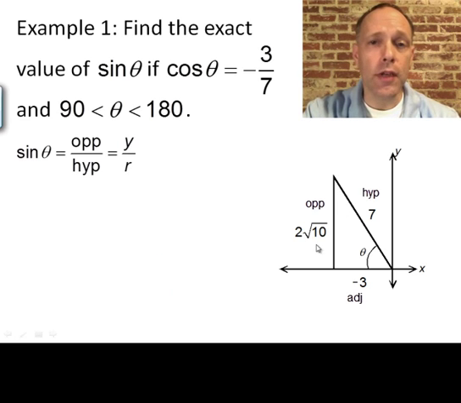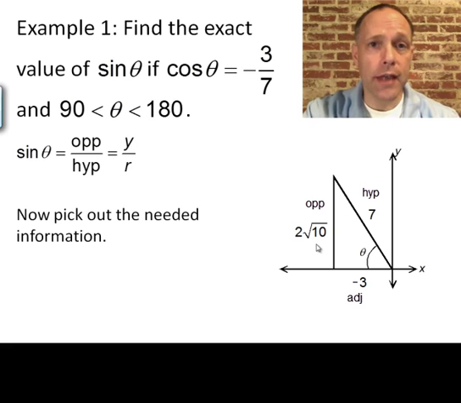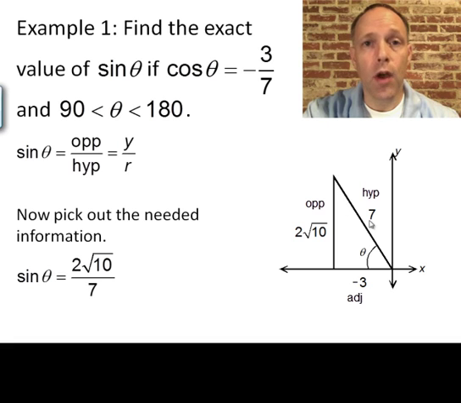Now that I have found the length of each of the sides of the triangle, I can refer back to my definition for sine and pull out the information that I need. Sine is opposite over hypotenuse, so sine in this problem is 2 times the square root of 10 over 7.